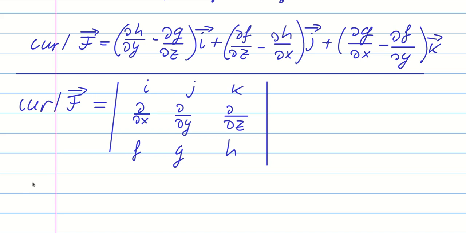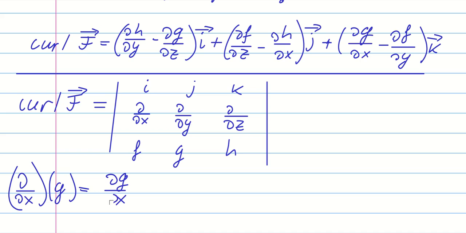So basically what we think of d/dx applied to g would mean dg/dx. That's all. So it's like an operator.